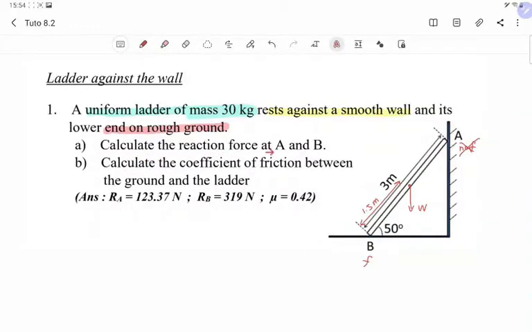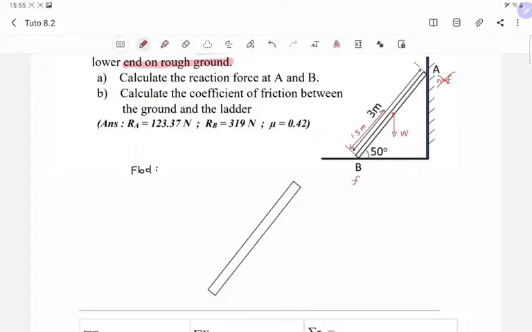Calculate the reaction force at A and B. So cari force yang bertindak pada point A and also force yang bertindak pada point B. Then calculate the coefficient of friction between the ground and the ladder. So to get the coefficient of friction, you need to calculate the magnitude of friction first. Okay, the first step is to draw the FBD.